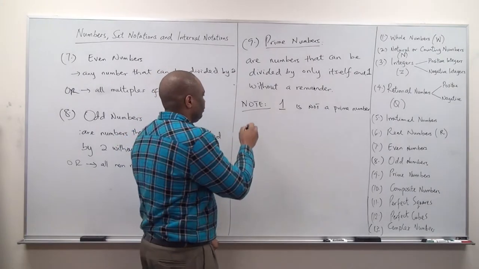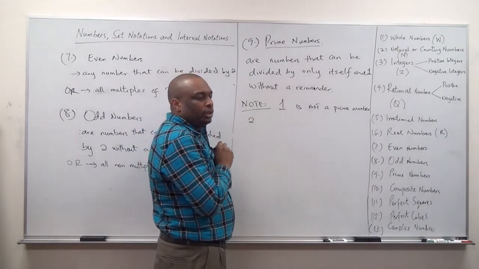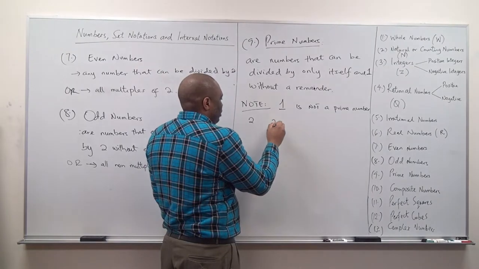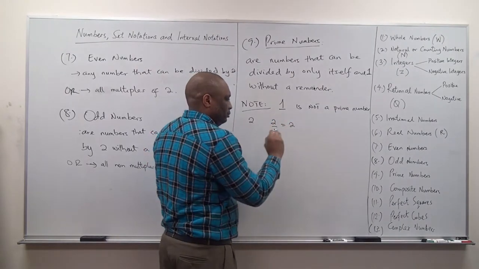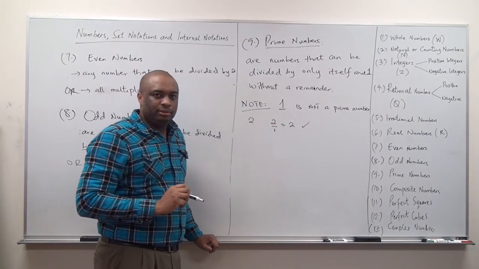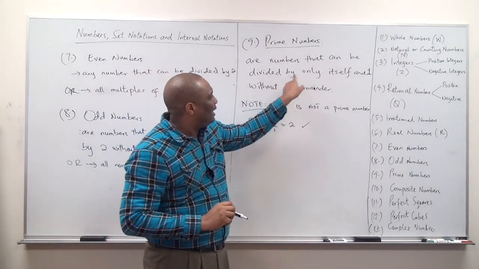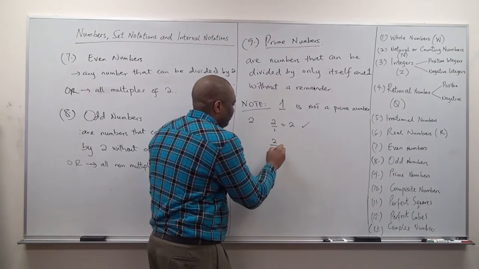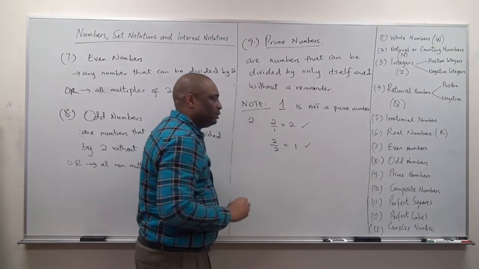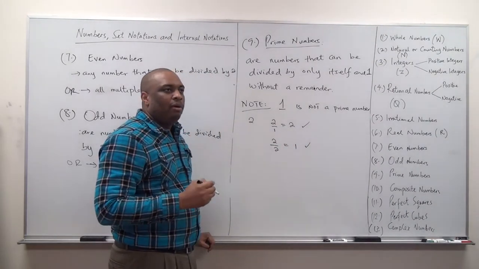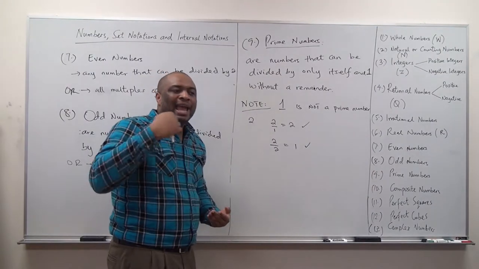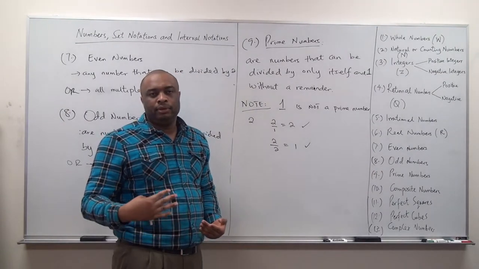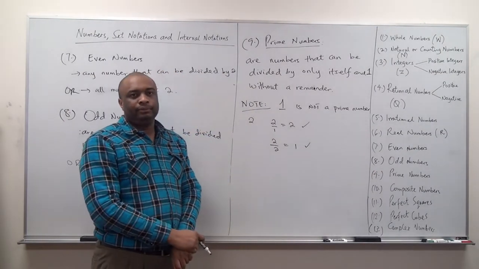Let's look at 2. 2 divided by 1 will give you 2. That's good, divided by only itself and 1. 2 divided by 2 itself will give you 1. That's good. But if you divide 2 by any other number, you will have a remainder.